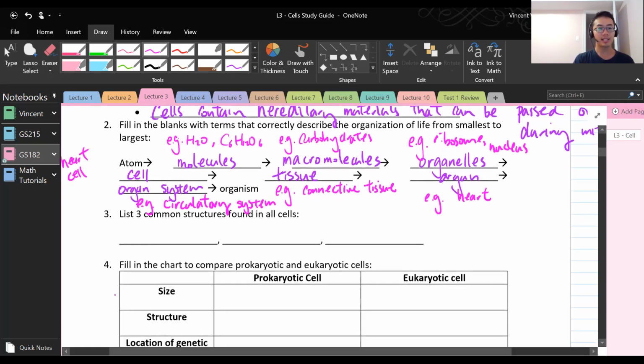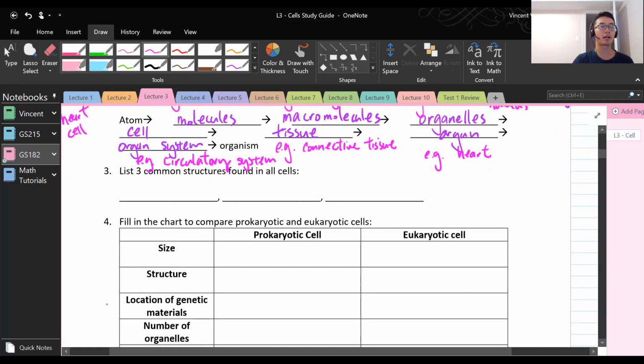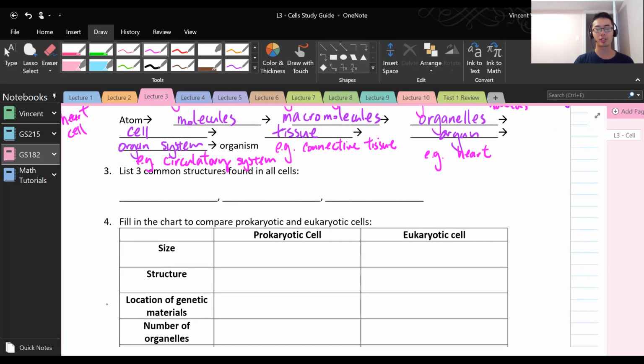Moving on. List 3 common structures found in all cells. Now, there are so many different cells, right? I talked about there's bacterial cells. There is human cells, and even within humans, we have the heart cell, brain cells, right? You have plant cells. They are all quite different in their own ways. Okay, they look different, they function differently, but there are 3 common structures that are found in all the cells.